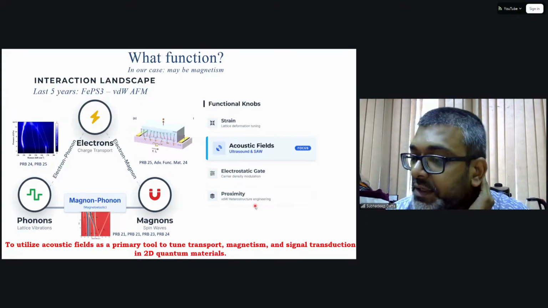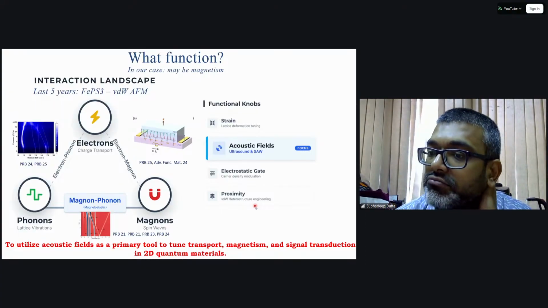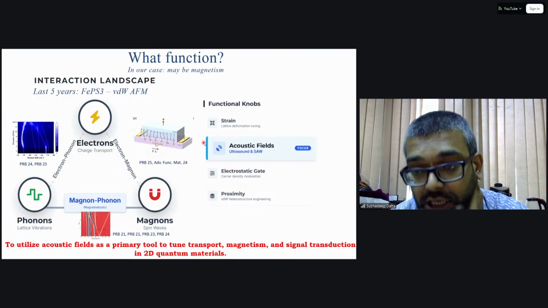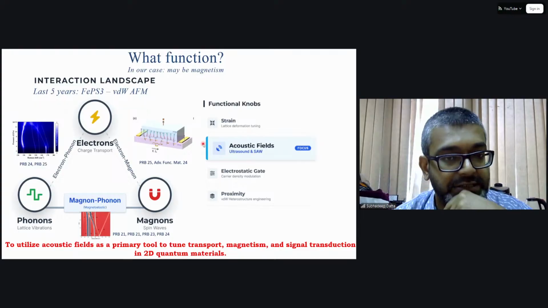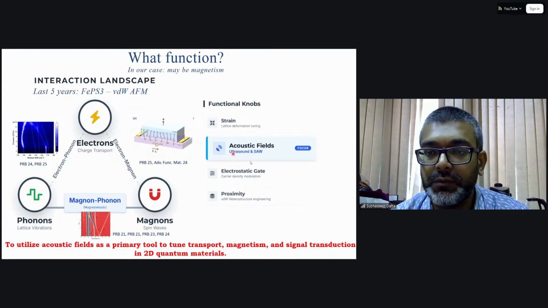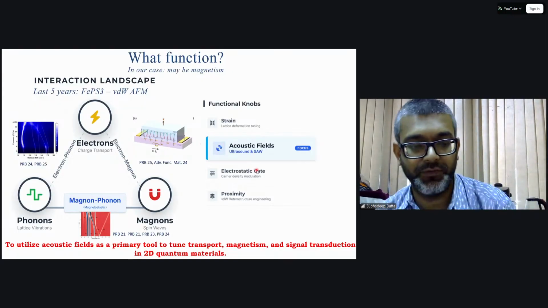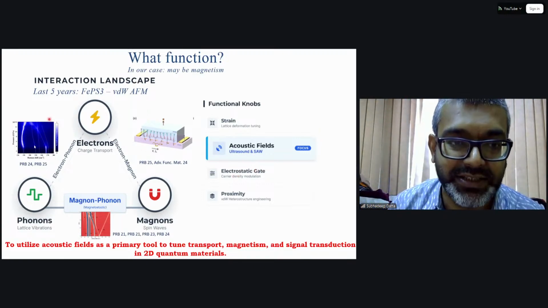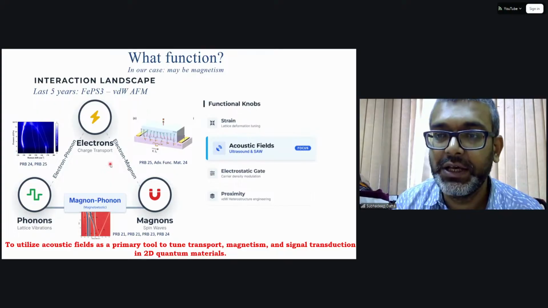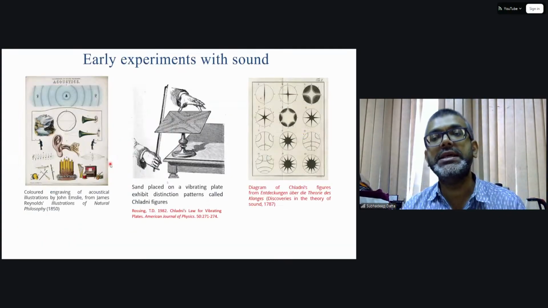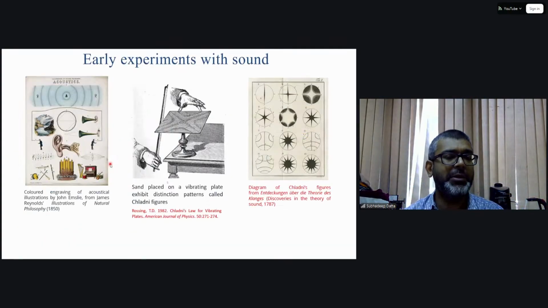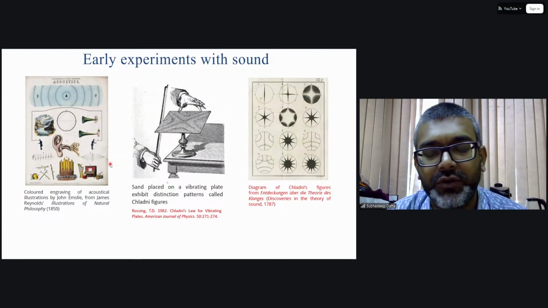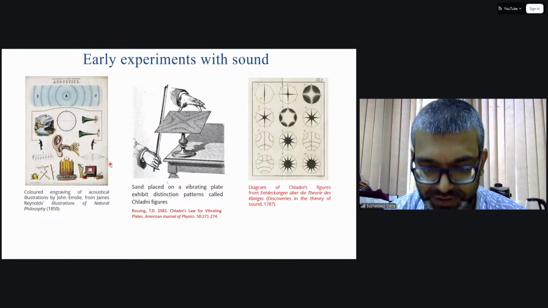But the point is, how about introducing another functional knob, which is acoustic field, which is sound. This is the new knob which we will be introducing in the field of interaction landscape of quantum physics. Let's see. Usually sound, if you go back to the 1700s, you will see that there are a lot of interesting experiments which started with sound.